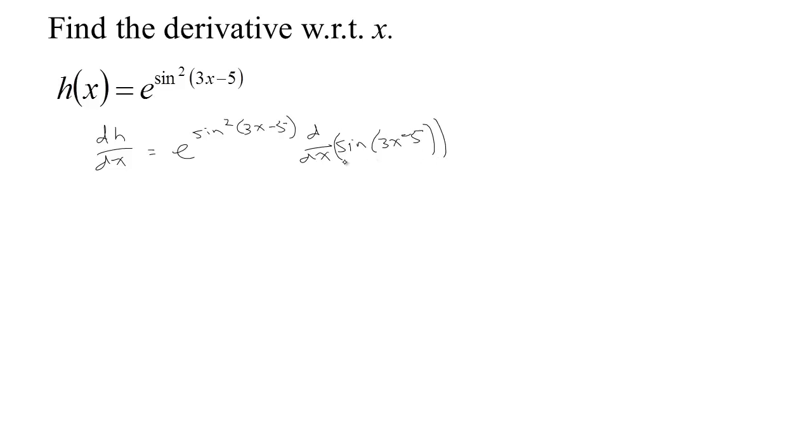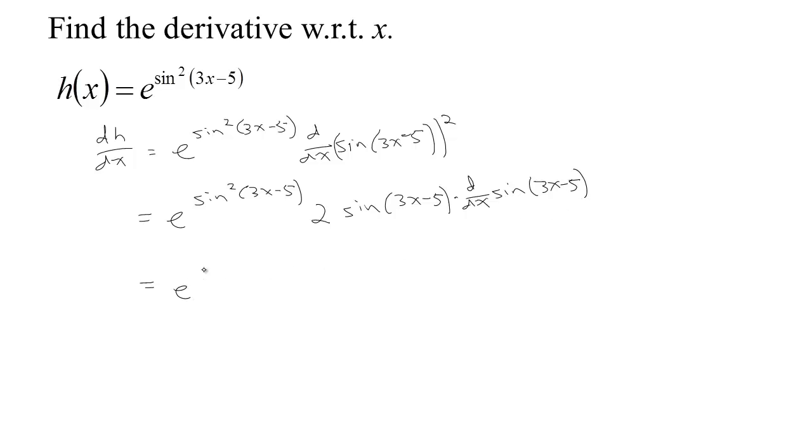Now that inside function is sine squared, so that means the sine of 3x minus 5 all squared. Now this is a case for the generalized power rule, right? When you have a function to a power, the power comes down, you get the function to 1 power less times the derivative of what's inside. So to take the derivative of this inside function, the 2 is going to come down. We're going to get the sine of 3x minus 5, and then we'll multiply that by the derivative of what's inside, which is the sine of 3x minus 5.